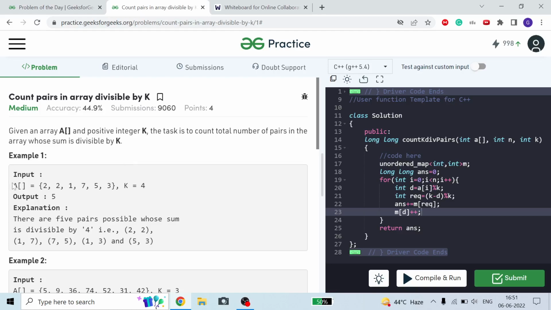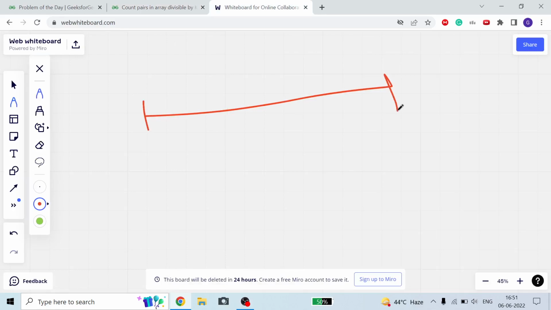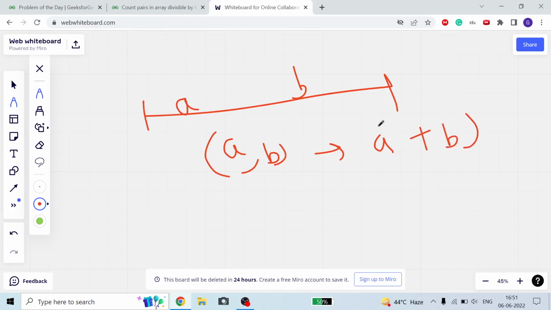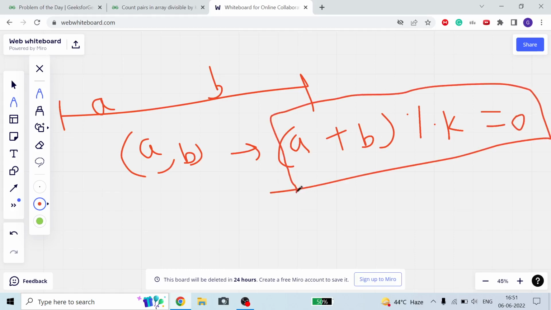So guys, here we are given an array of n integers and an integer k. Now we have to find out the total number of pairs in our array whose sum is divisible by k. Means our array will contain some range of numbers. Suppose this is number a, this is number b. Then we have to find the pair. If we take a and b in a pair, then a plus b should be divisible by k, means (a plus b) modulo k is equal to 0. This is what we need to find out, how many such pairs exist.